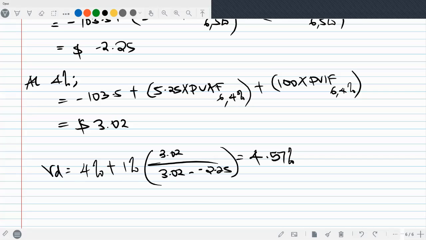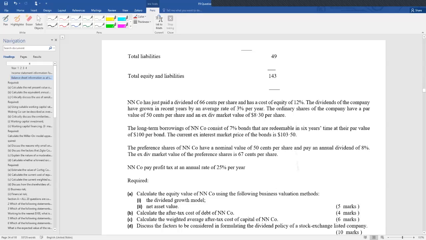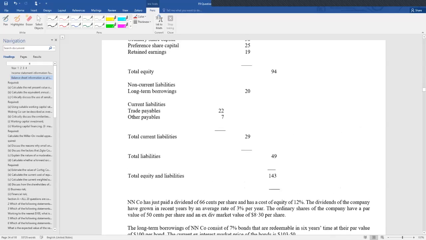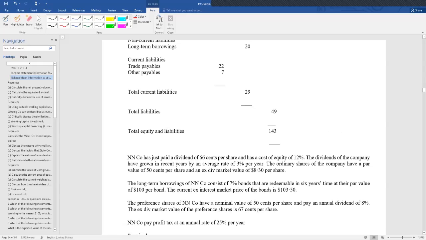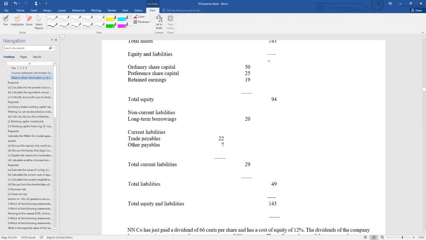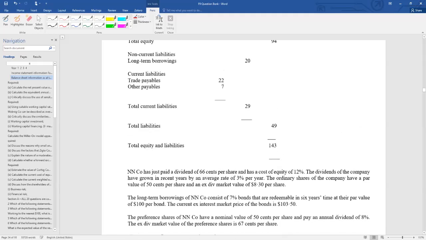Part C of the question, we are meant to get the weighted average cost of capital of the company. So first we need to determine where the money came from. Just go back to the question. The money for the company came from long-term borrowings, which we have just determined. This company also has preferred shares, and it also has equity. So we need to get the cost of equity and the cost of preferred shares.